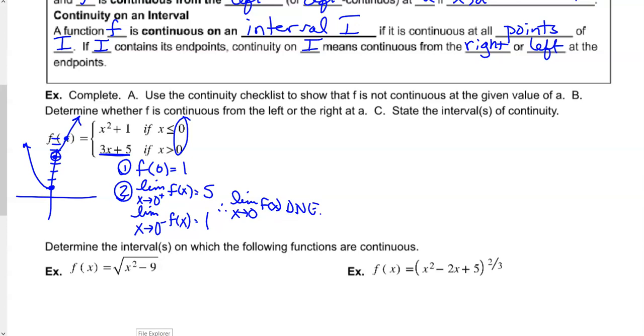Now, I can stop at that point. Therefore, f is not continuous at x equaling 0. Check. Part A, I figured it out. We are not continuous at x equaling 0. And so then, I now need part B, determine whether f is continuous from the left or from the right of a. Well, we can kind of have our work here with us.